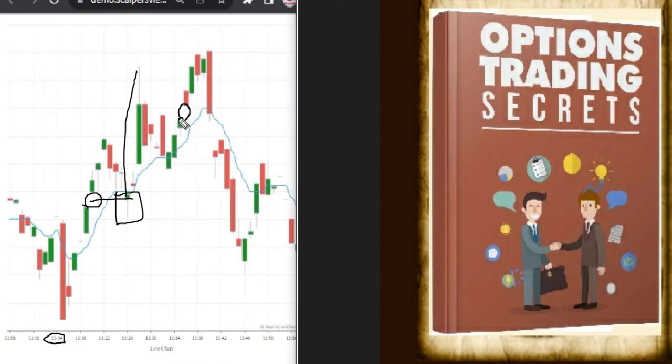This is the gap, this is the candle, red candle. So this is my risk, this is my reward. Okay, like this I can trade regularly, because the market will not be trending always.